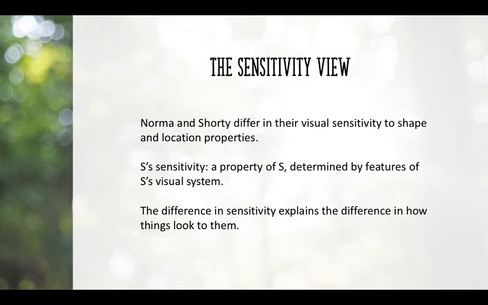While we don't have to commit to a specific theory of what visual sensitivity is, we can take it to be a property of subjects that is determined by features of the visual system and that allows us to account for their discriminatory performance in a range of conditions, their judgments, their reports about the way things look and about what sorts of shapes and sizes and locations they're seeing.